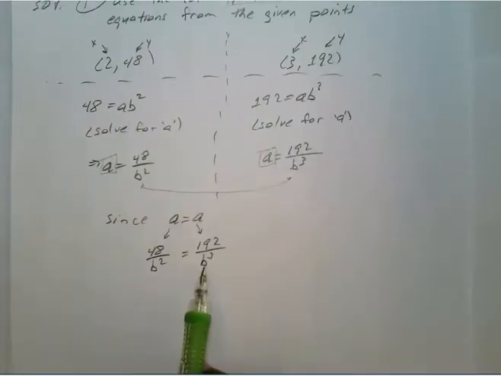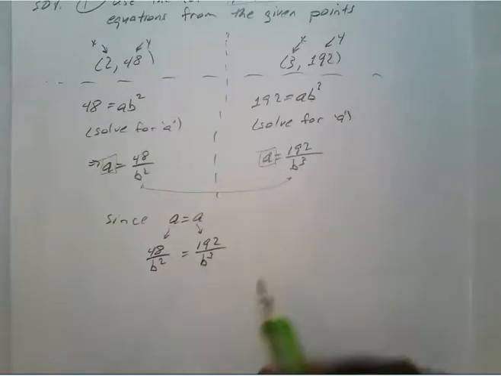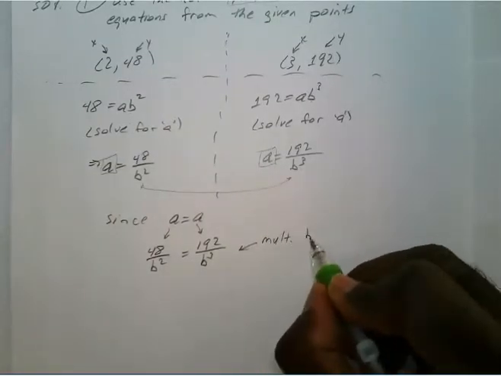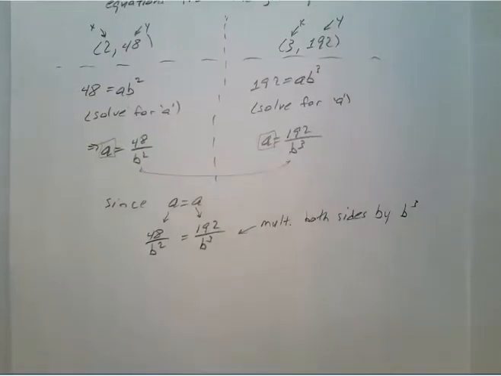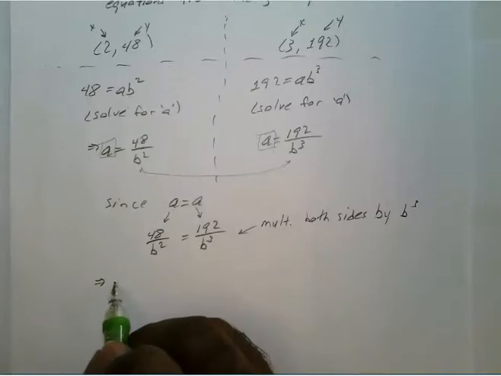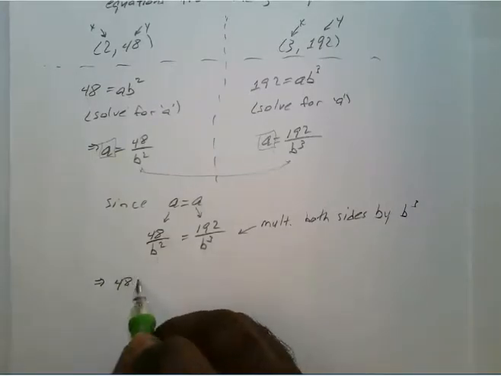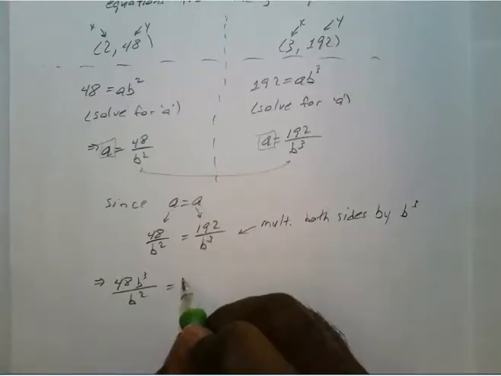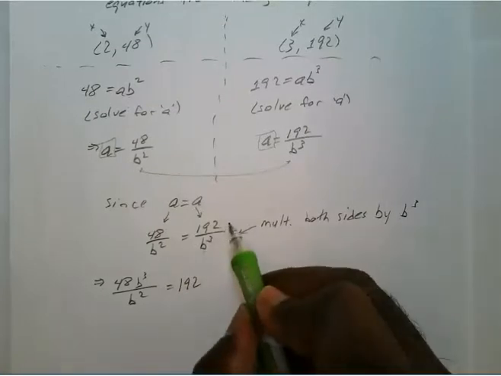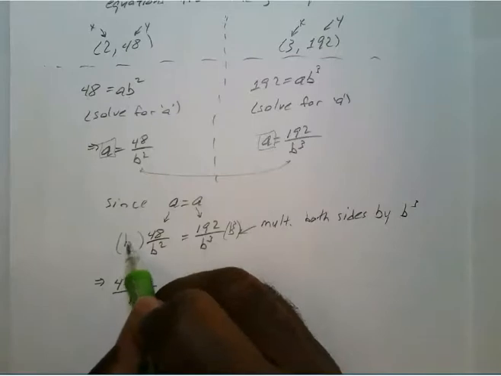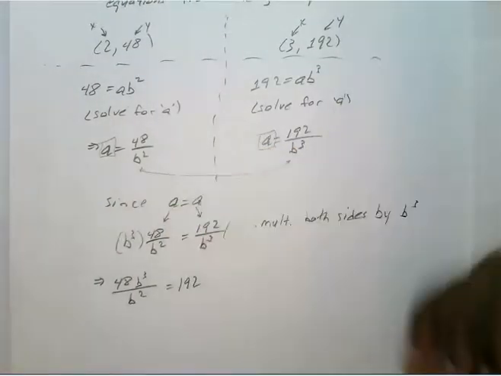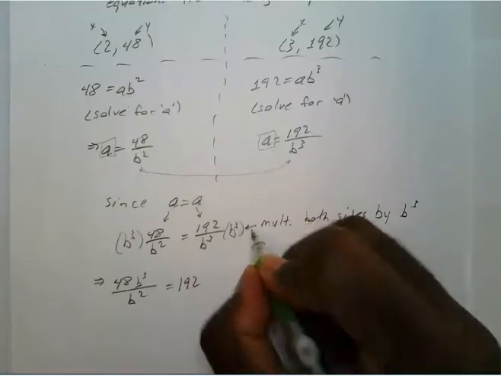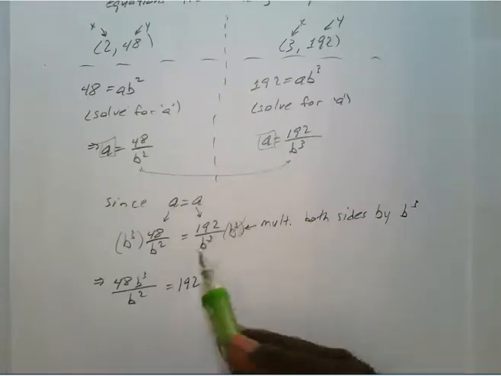Okay, so what we do is we want to get rid of the denominator. We want to solve for our b. So since this b has the largest exponent, we're going to multiply both sides by b to the third. Okay, so if we multiply this side by b to the third, we get 48 b to the third over b squared equals 192, because we multiply this side by b to the third as well. Now let me clean that up a little. It looks a little bit messy. There, b to the third. This b to the third and this b to the third cancel out, leaving us with just 192.